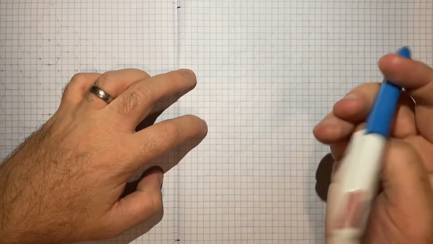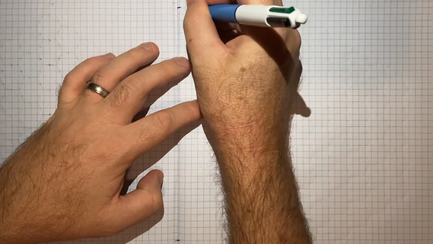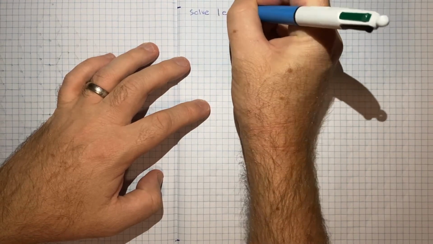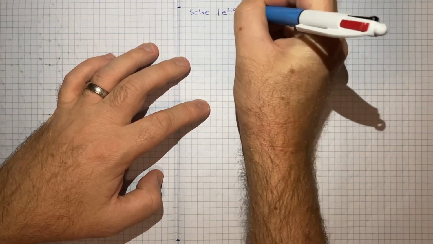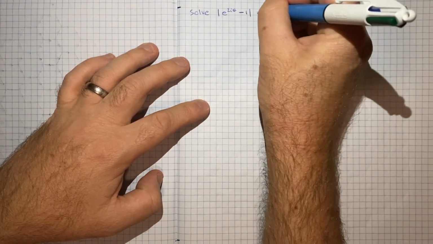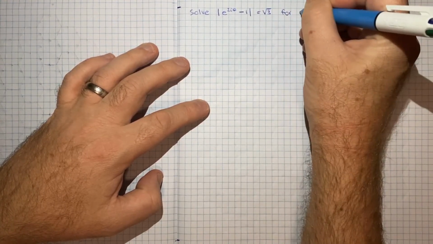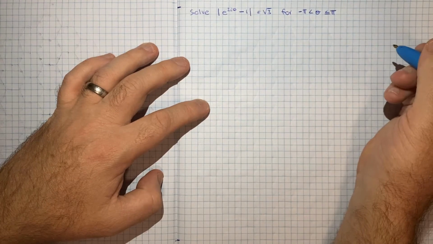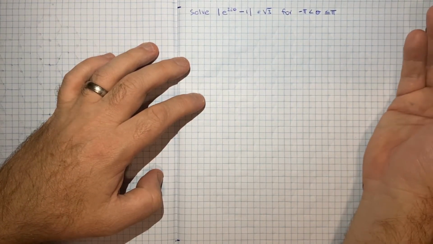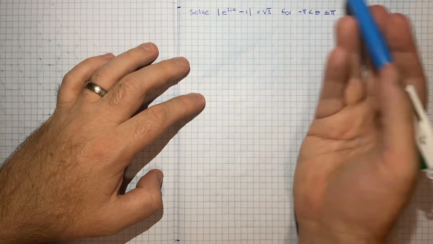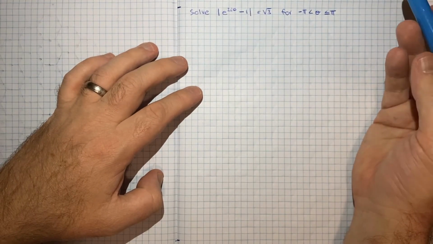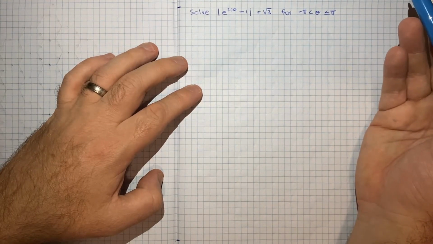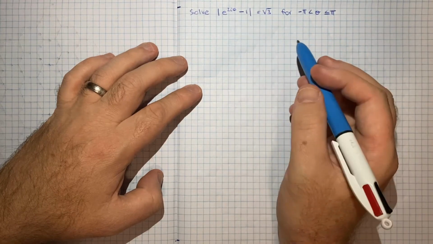So I'll just write up this question. We want to solve this equation where we've got the modulus of e to the 2i theta minus 1 is equal to root 3, and this is for theta between negative pi and pi inclusive. At first glance, it looks like Euler's form could be helpful, but it's just not in the perfect format.